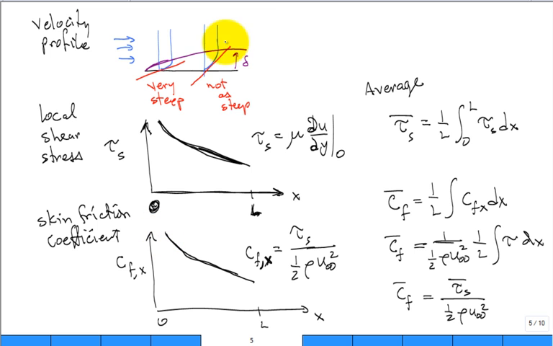Not only can we talk about local shear stresses, we can talk about the average shear stress. So here they put a bar on top. That's common notation for averaging. How would you average given the local? 1 over L, the integral 0 to L tau dx. Isn't that good for averaging? You could do the same for the average of the skin friction coefficient. If you do that, you'll see that the average skin friction coefficient is the average of the shear stress divided by 1/2 rho U infinity squared.